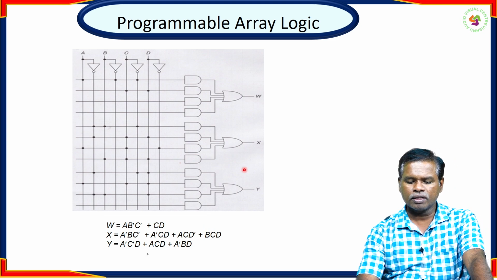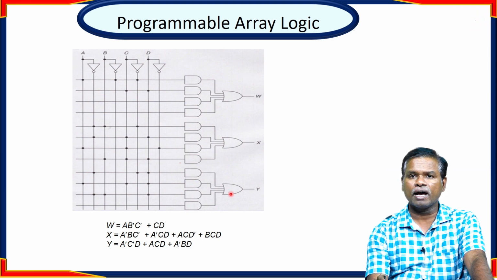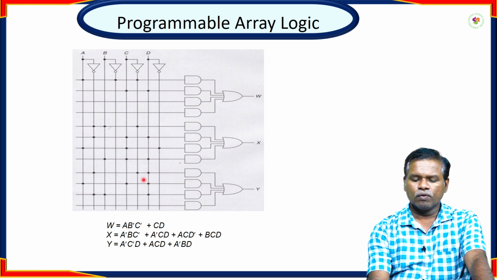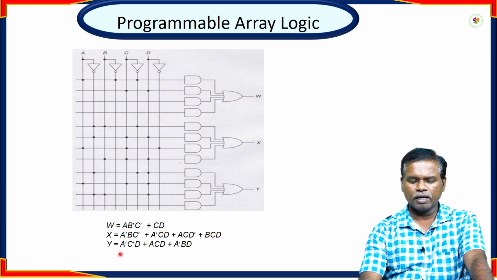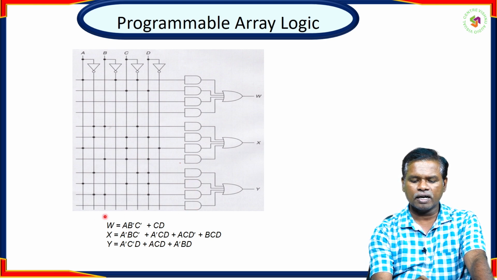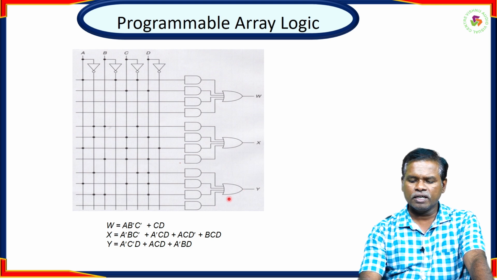Similarly, coming to the third output Y, we have only three product terms. But even though the product terms are three, we use four AND gates. Why? Because these AND gates are programmable, whereas OR gates are fixed. So we use three product terms from three AND gates, whereas the fourth AND gate, since there is no fourth product term in the expression of Y, is not connected to any of the inputs. That gives output Y consisting of three product terms.